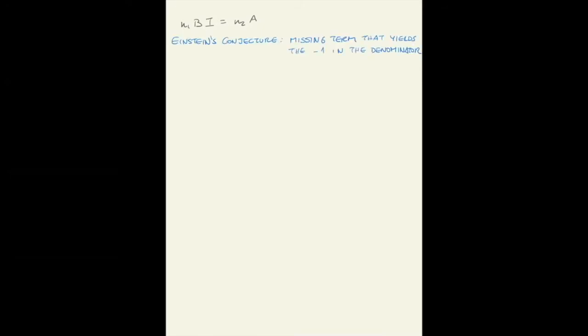So Einstein essentially reverse engineered what this term would be from the Planck function. So you write this in terms of n1 times b minus c, that's the extra term, times the intensity, is equal to n2 times a, where c is some multiple of the probability of occurrence of this process. Now, if you have this term, then you could write the intensity being equal to n2 times a over n1 times b minus c. So you have the negative term in the denominator that will give you the minus 1.